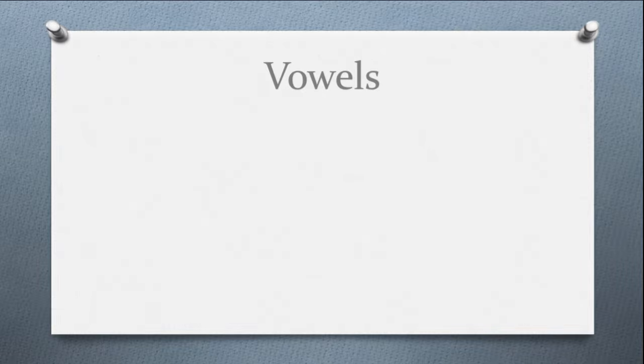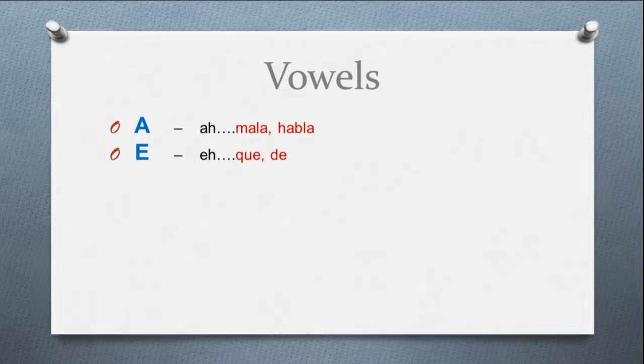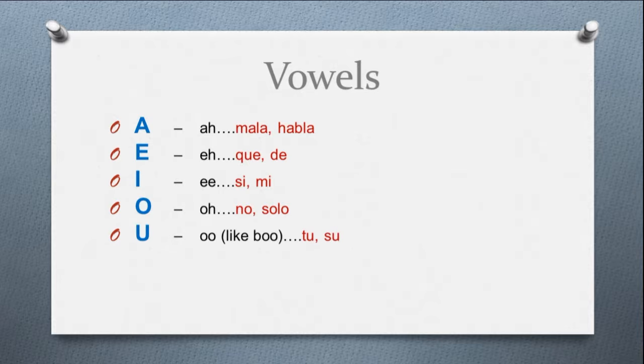Well, they're the same as English. There are 5 of them, but they make a little bit different sound or a more consistent sound in Spanish. So the letters are A as in mala or habla, E as in que or de, I as in si or mi, O as in no or solo, U as in tu or su. So those sounds will never change. These are pure vowel sounds, and they will always be the same.